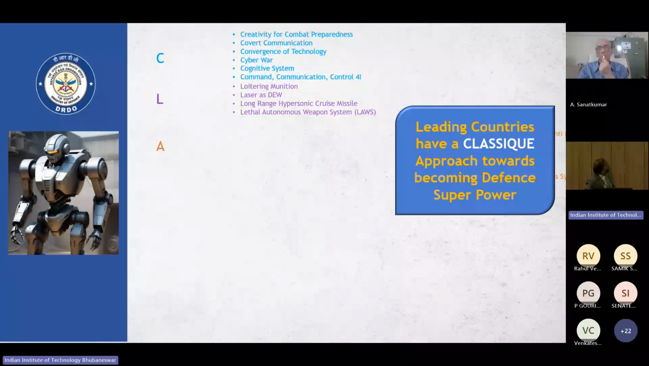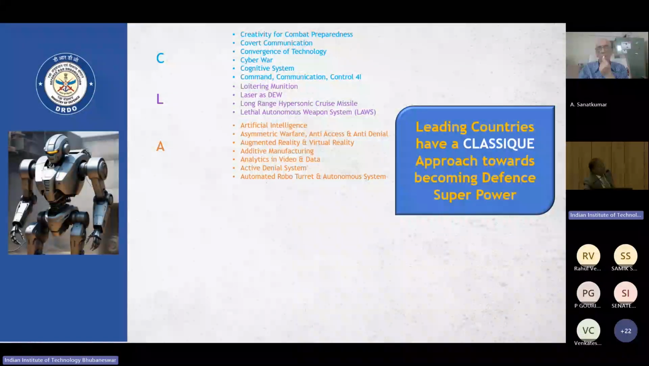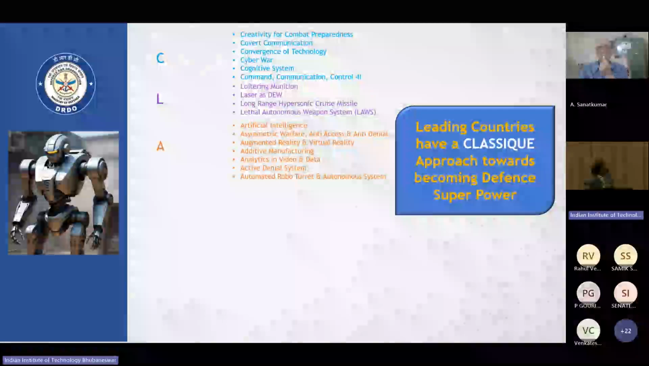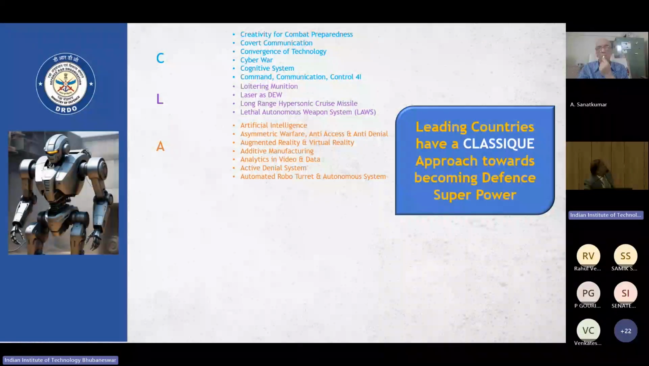So what does A stand for? Artificial intelligence, we all talk about. Asymmetric warfare, anti-access, area denial. Augmented reality and virtual reality. Additive manufacturing is going to be the futuristic technology. Analytics in video and data. Active denial system. And most important, automated robot turrets and autonomous systems. They are going to decide and fight the war.